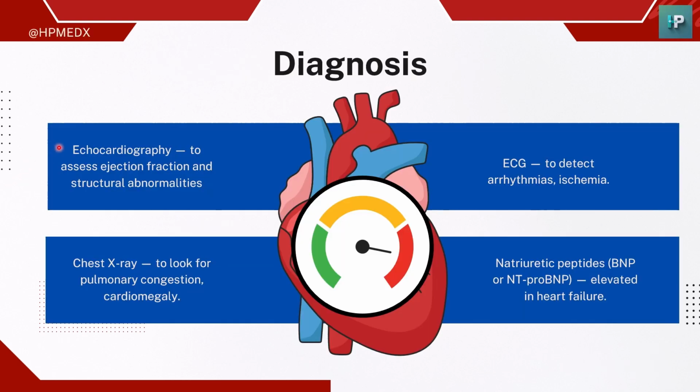And then the diagnosis. Here you can see echocardiography. It helps in assessing ejection fraction and any kind of structural abnormalities. And then ECG. It helps to detect arrhythmias and ischemia of heart muscles. And then chest X-ray helps in finding pulmonary congestion and cardiomegaly. And then the levels of natriuretic peptides. It's elevated in heart failure, as we saw in the pathophysiology.